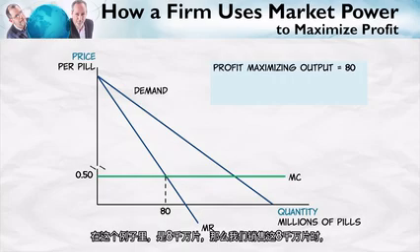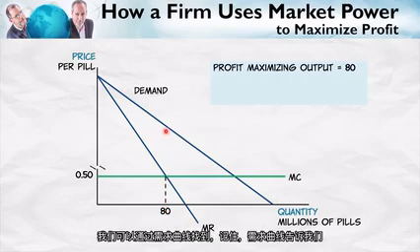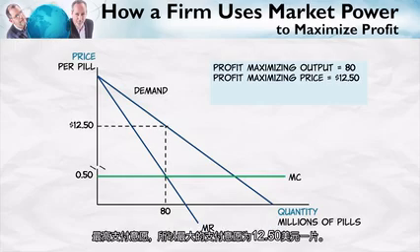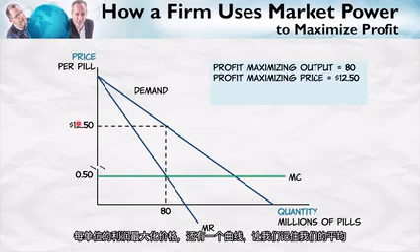Now, what is the maximum amount per pill that we can sell these 80 million pills for? Where do we find that? We find that by looking up to the demand curve. Remember, the demand curve tells us the maximum willingness to pay. So the maximum willingness to pay per pill is $12.50. 80 million units, that's the profit maximizing quantity. $12.50, that's the profit maximizing price per unit.